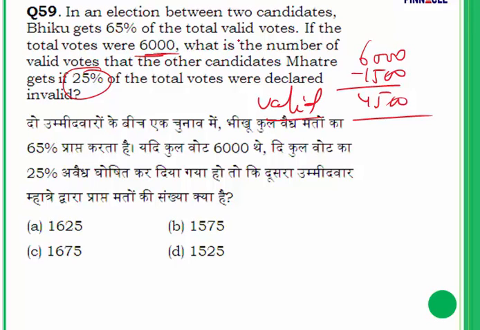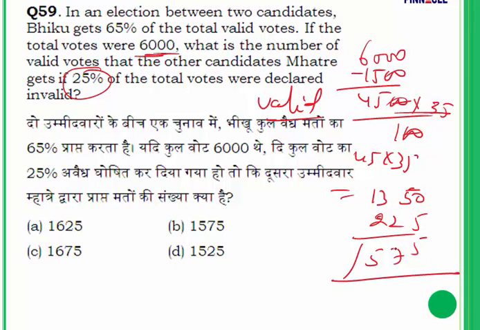And 65% of the total valid votes is taken by Bhikkhu, then how many votes will Mahathir get? 100 minus 65, that is 35% of the valid vote. 35% of the valid vote will be taken by Mahathir, the defeated candidate, which is equal to 45 into 35. 45 into 35 would be equal to 45 into 30, you can say, and 1575 is the answer.